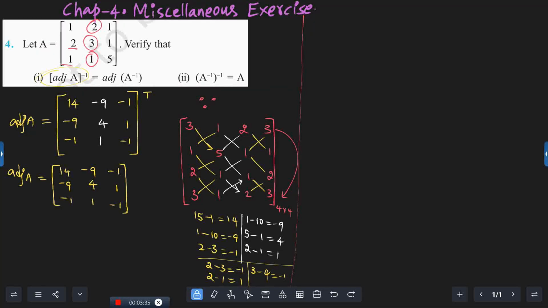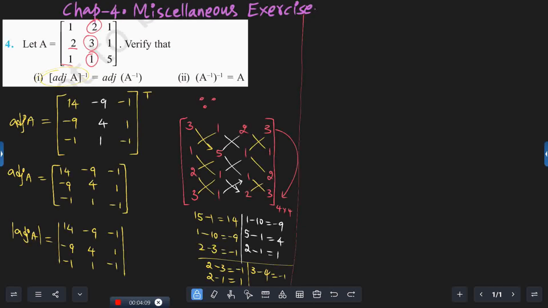See, now the adjoint A you want to consider as one matrix. For this, if you want to find the inverse, what is the first step? Determinant we have to find. So find the determinant of adjoint A. For finding the inverse, we need a determinant. So what I'm getting: 14, minus 9, minus 1, minus 9, 4, 1, minus 1, 1, minus 1 again. So we have to find the determinant.